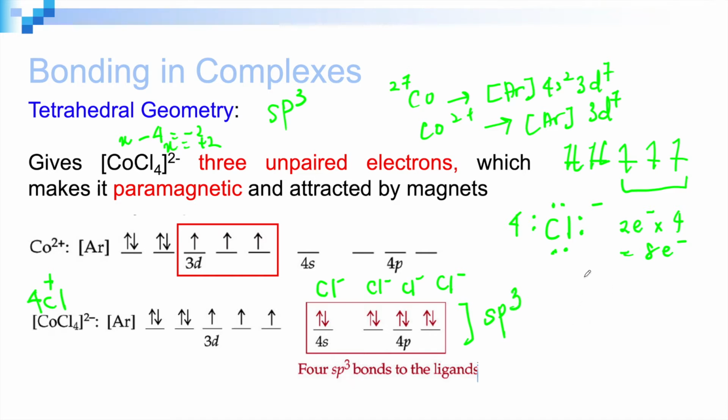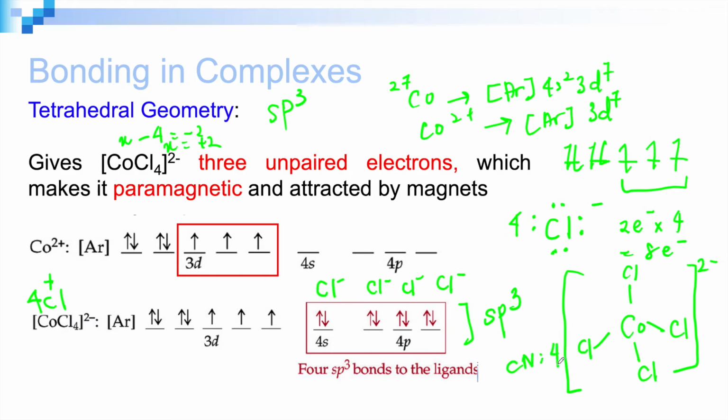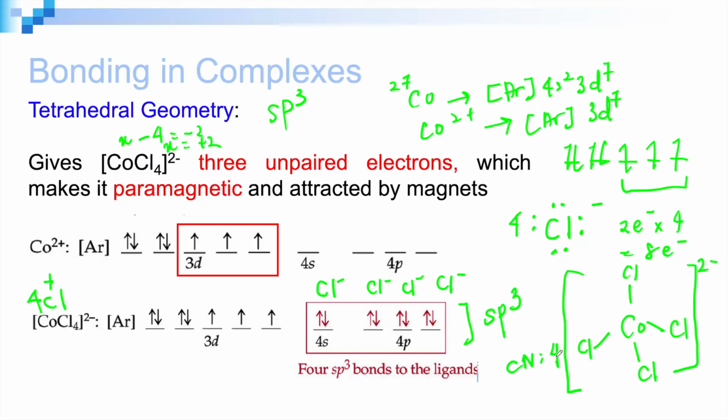The structure for this complex is here, and then you have 4 chloride with the negative 2. So this is a cobaltate, and you have a coordination number of 4. That's how you determine the tetrahedral geometry, sp3 hybridization.